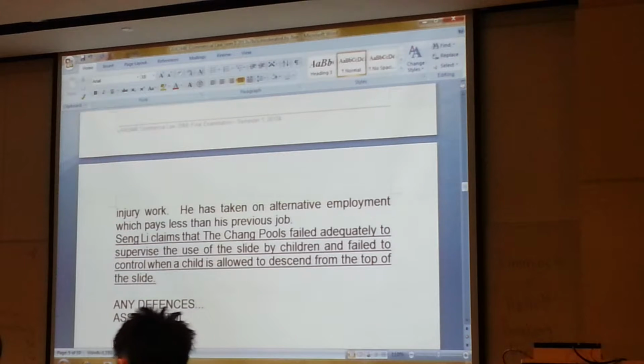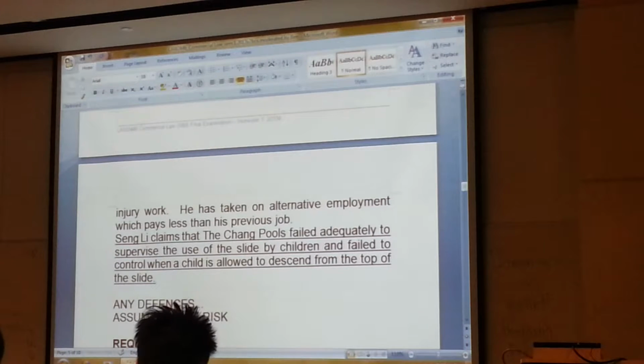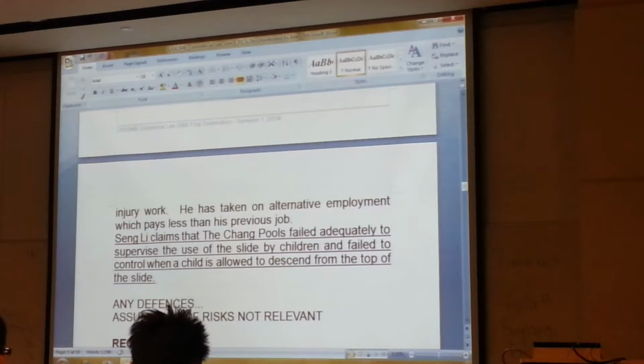Well, assumption of risk, not relevant. I mean, you cannot say, oh, people who go to the pool take on the risk of being blinded. How can it be? I go to the pool to swim. Okay? You can't say that. Okay, so assumption is not relevant.